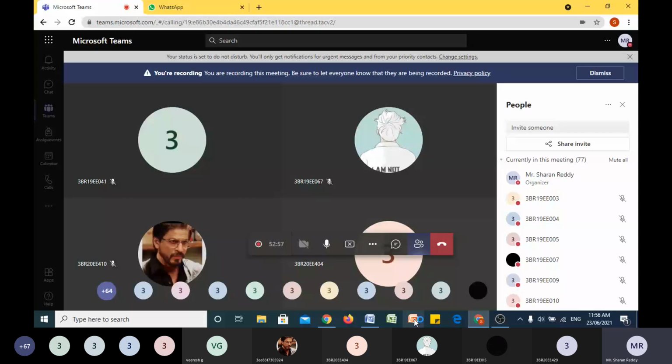Any doubts with respect to that subject? If you are able to do the speed control methods, all the techniques, that completes the 3 models perfectly. I have not left anything. 3 models. I'll wind up now.